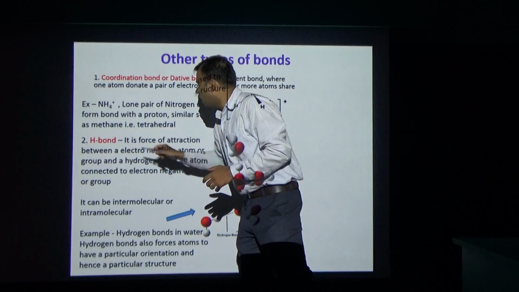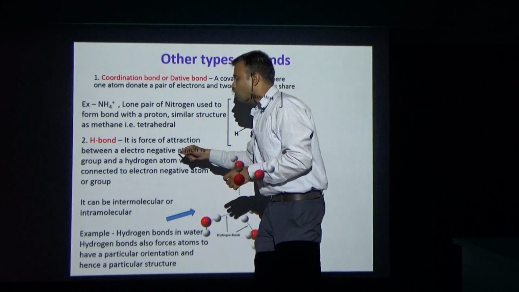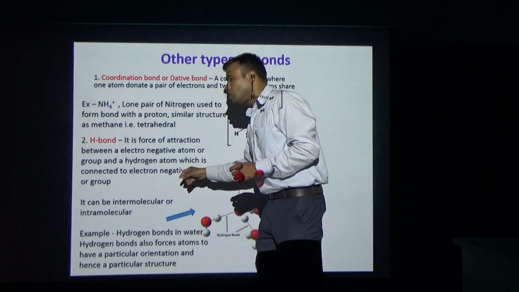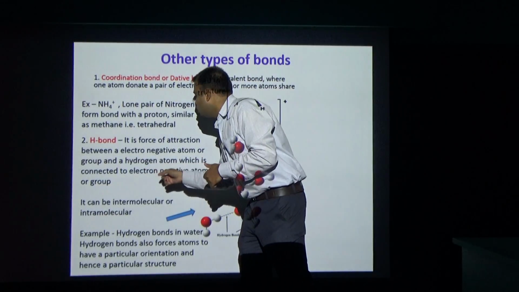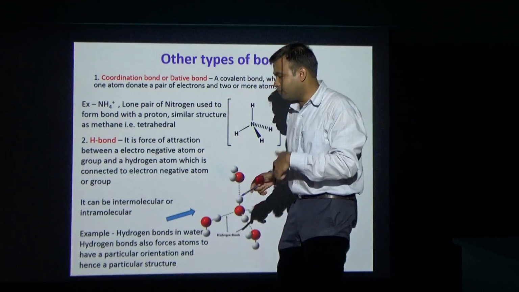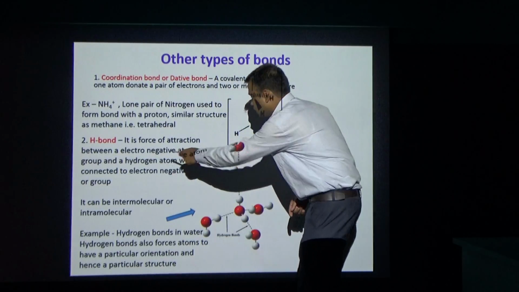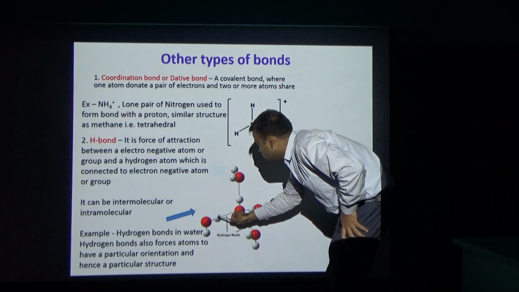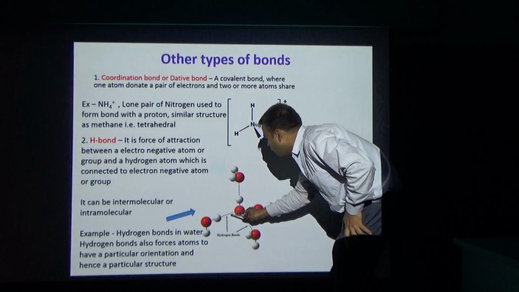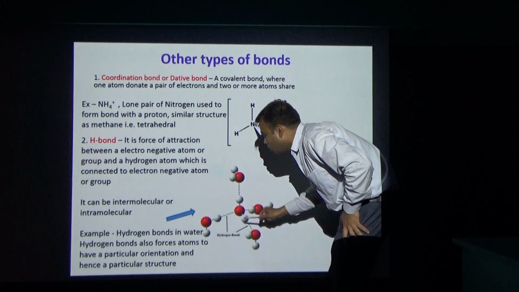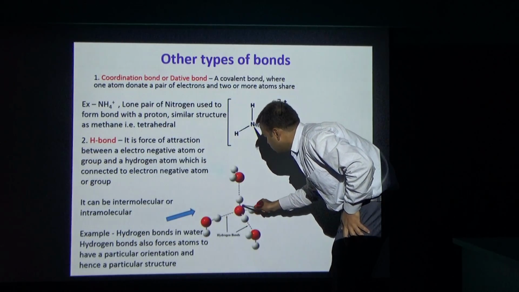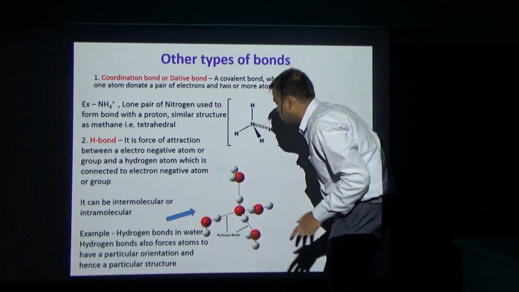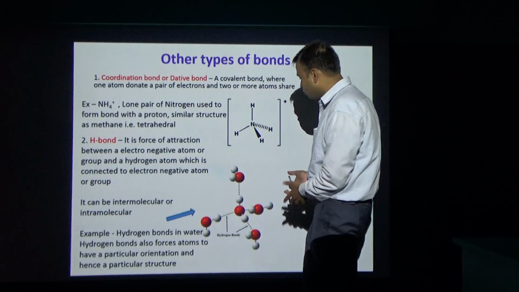The next bond type is the hydrogen bond. In this case, there is an interaction between an electronegative atom or group and a hydrogen atom, which is itself combined to a different electronegative atom or group. An example is the water molecule, where this is oxygen, this is hydrogen, and this hydrogen will have a small interaction with the oxygen of another water molecule, and similarly the other molecules combine with each other, and there will be a large number of water molecules.